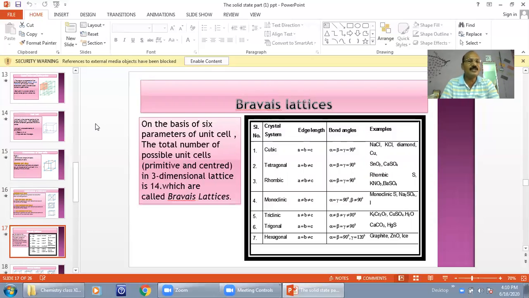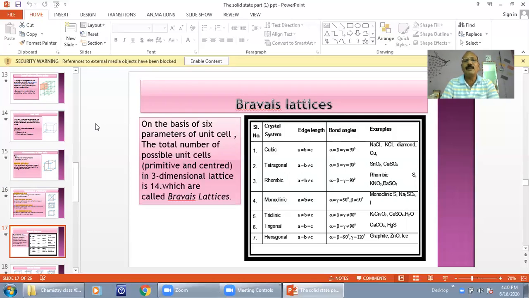Okay. So on the basis of 6 parameters, just now we have discussed, there are 6 parameters to the unit cell, 3 edges and 3 angles. The total number of unit cells of the primitive and centered unit cell in 3-dimensional are 14 in number. These 14 3-dimensional unit cells are called the Bravais lattices.